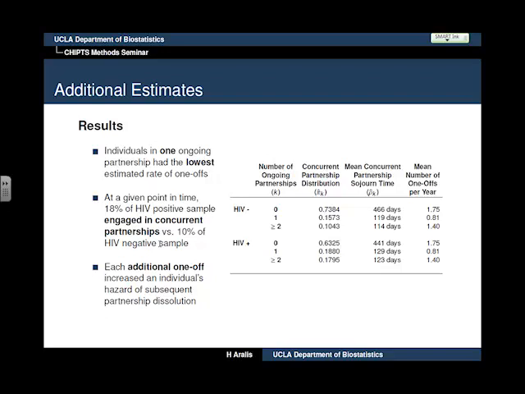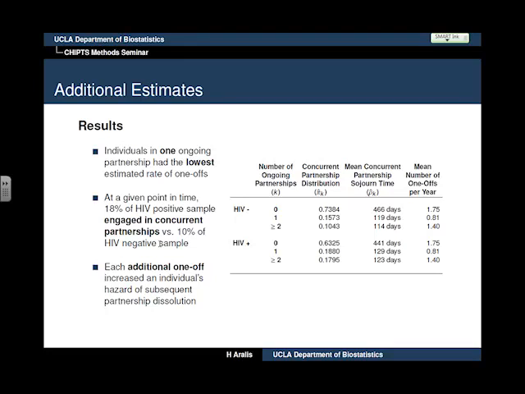And then we calculated some of our metrics of interest using those formulas that I discussed previously. I decided to do it separately for HIV positive and HIV negative, because that hypothesis was of interest to us. You can see that for our HIV positive individuals, we're estimating that 18% of them at any given instant in time are in a state of two or more ongoing partnerships.